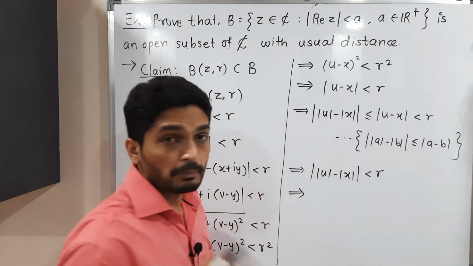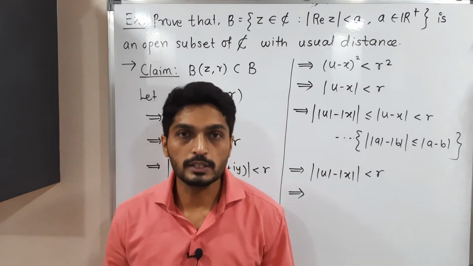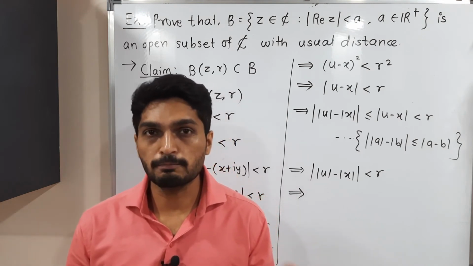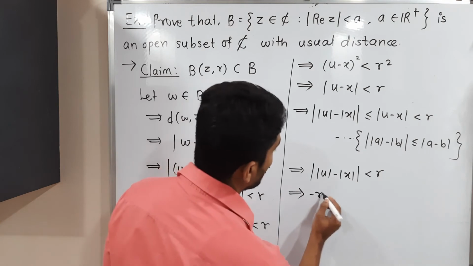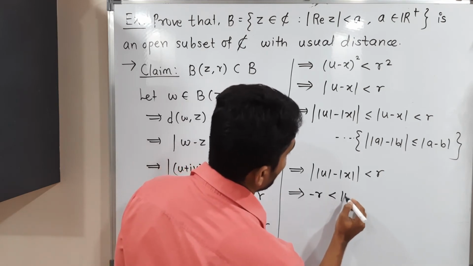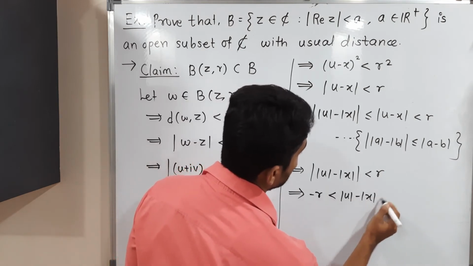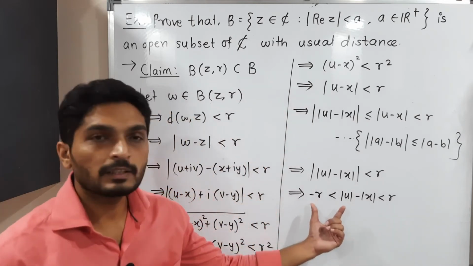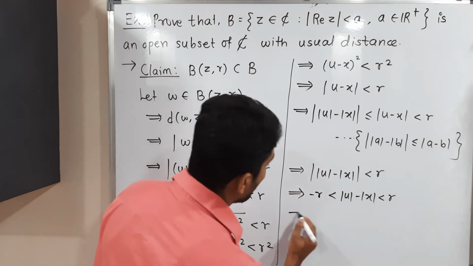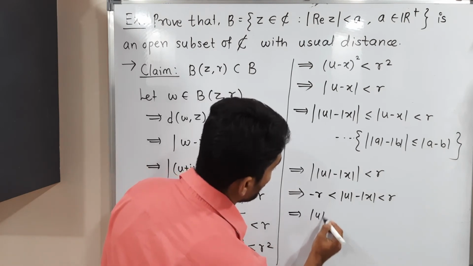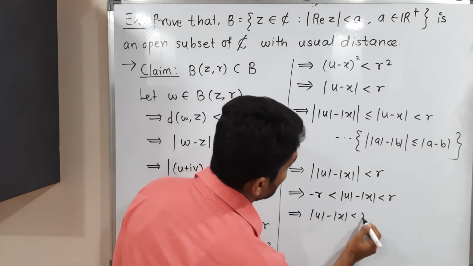So you are familiar with that result of modulus: mod A less than B if and only if minus B less than A less than B. So let us write it: minus R less than mod U minus mod X less than R. See, this inequality is not required. I will consider only these two terms. So that means mod U minus mod X less than R.